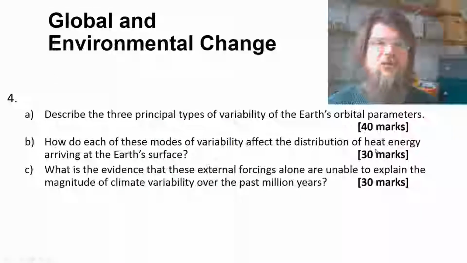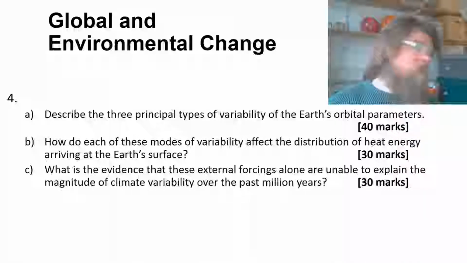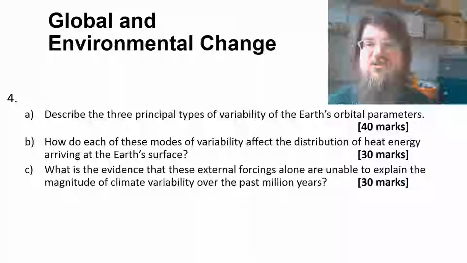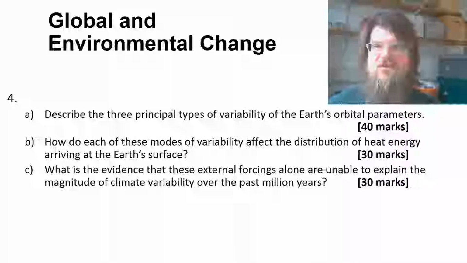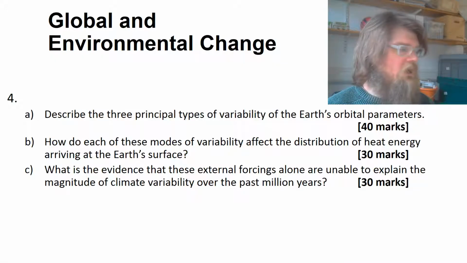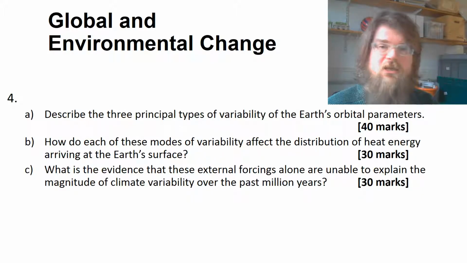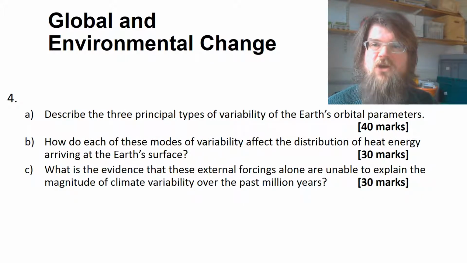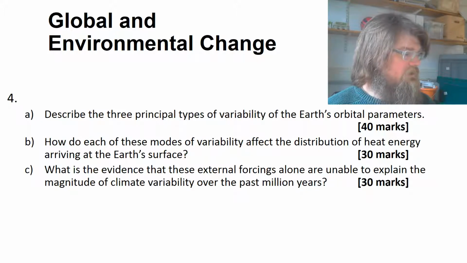So if we go to the next slide. Okay, so this is the question. Again, it's in 3 parts. Now this time the mark distributions are roughly equal between each of the sections, so we're looking for you to spend roughly the same amount of time on each one. So the first part is basically asking you to describe the types of orbital variability that there are. How do these types of orbital change affect climate? Well, affect the energy arriving at the Earth's surface.